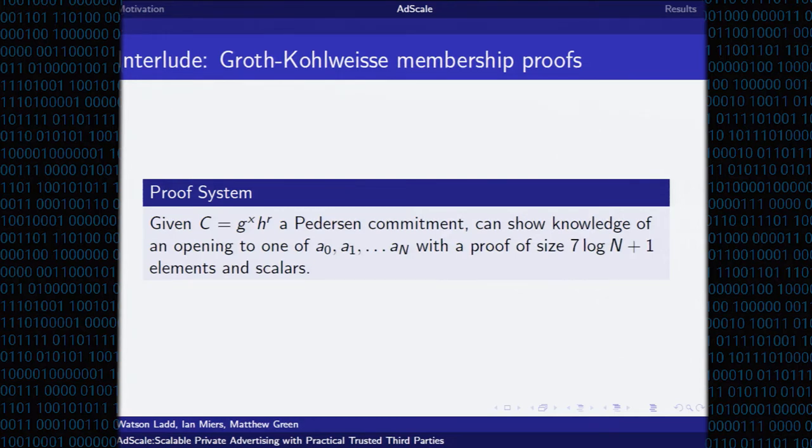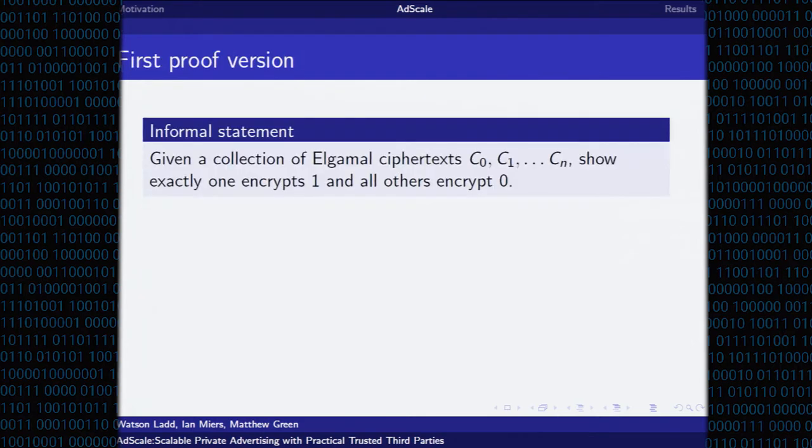So there's a pre-existing thing called the Groth-Kohlweiss membership proof. If you have a Pedersen commitment, you can show knowledge of an opening to any member of a set with a proof of logarithmic size. And I've grouped together elements and scalars because we're using elliptic curves with point compression. They're about the same size. So importantly, this is logarithmic length. It's also efficient to encrypt and decrypt.